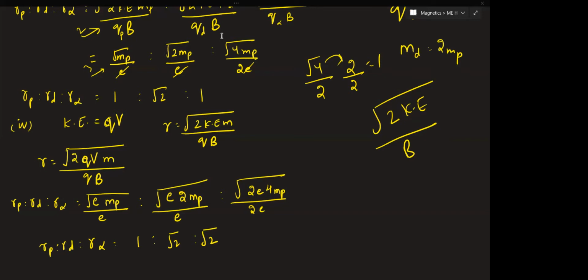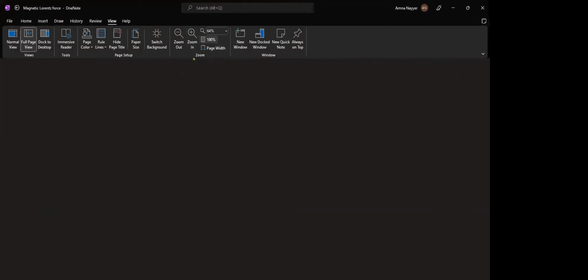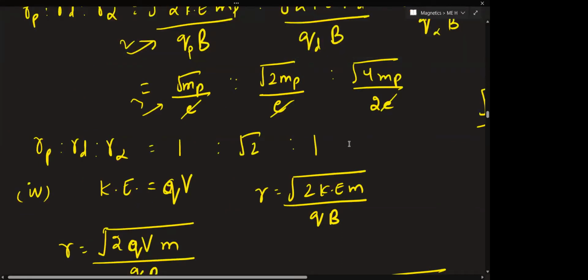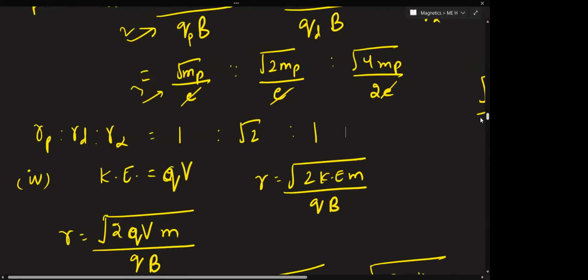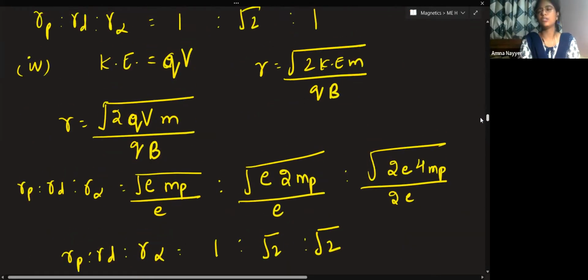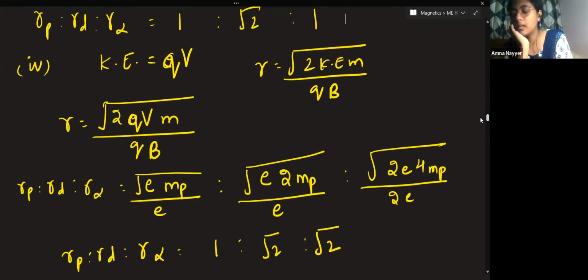Ma'am, can you explain the last part? Yes, sure. This fourth one, Fahad? Yes. See, Fahad, regarding the actual logic of why I have written kinetic energy as QV, that we'll do in the second term only. Second term means the dual nature of matter. There's a portion known as photoelectric effect.